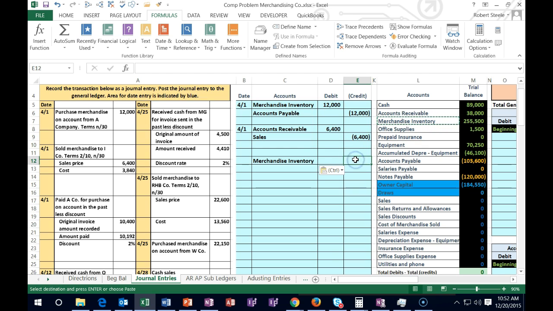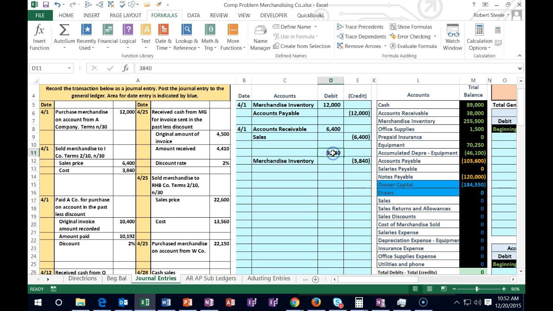So we're going to say that's going to be a credit in the credit column on E12, and I'm going to represent that as a negative. And in this case, we're going to take the cost now, not the sales price. This is how much we bought it for. So there's the cost. We're going to have a debit for the same amount. So the same amount on the debit, 3840.